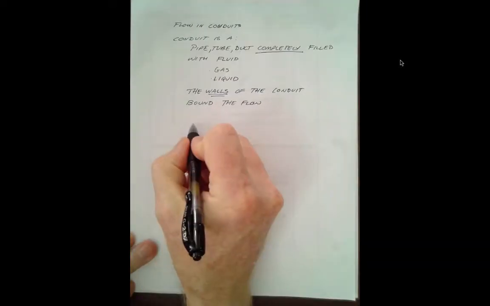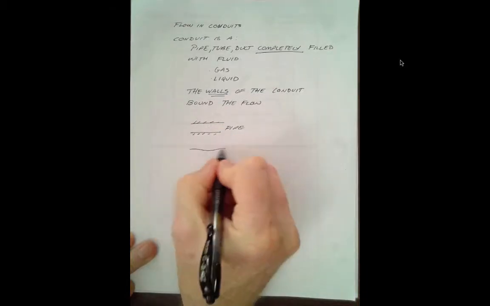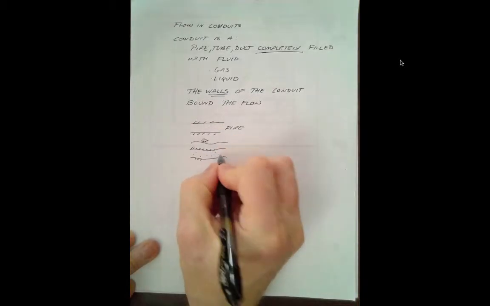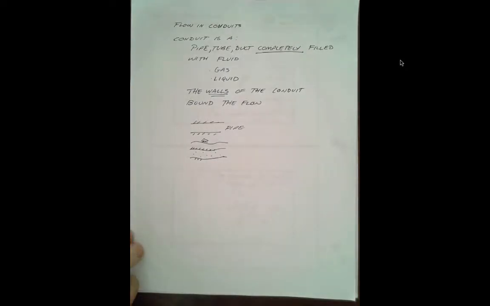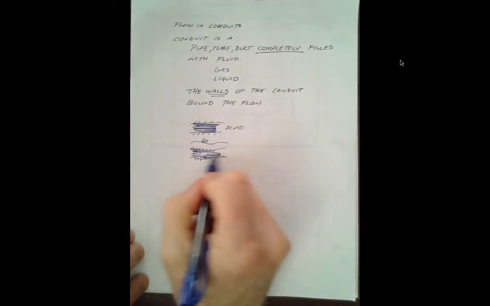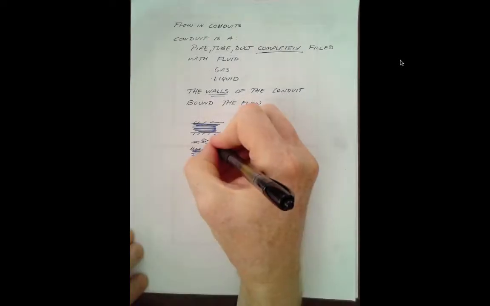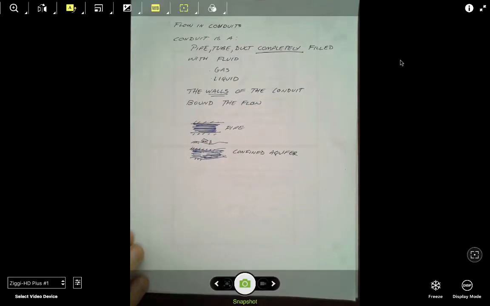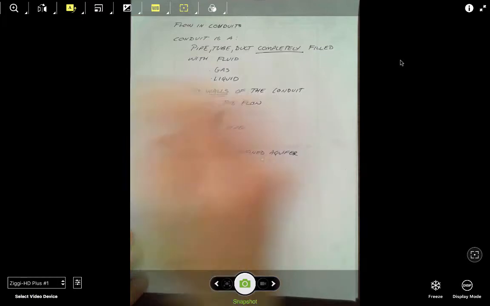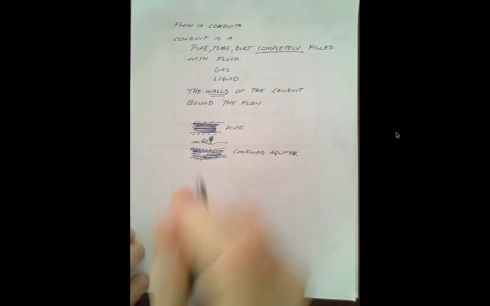So examples of conduits are our friend the pipe, or perhaps a confined aquifer. In either case, the water is contained completely in the conduit. The confined aquifer, the walls are geological materials. And every house has to have a tree, because that's how I like to draw them. Okay, there we go.